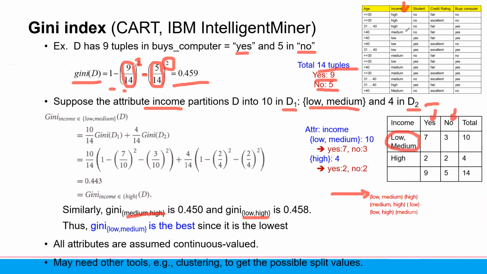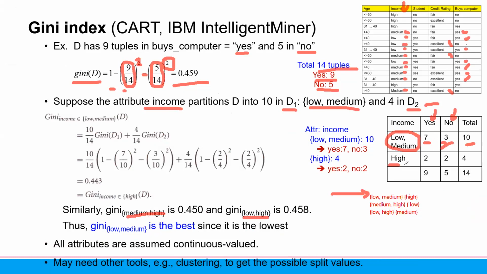If it is low and medium, 1, 2, 3, 4, 5, 6, 7, 8, 9, 10. Okay, we have 10. So how many yes? Then we need to check 1, 2, 3, 4, 5, 6, 7. So there are 7 yes. And how many no? We will check this one. 1, 2, 3. So there are 3 no.